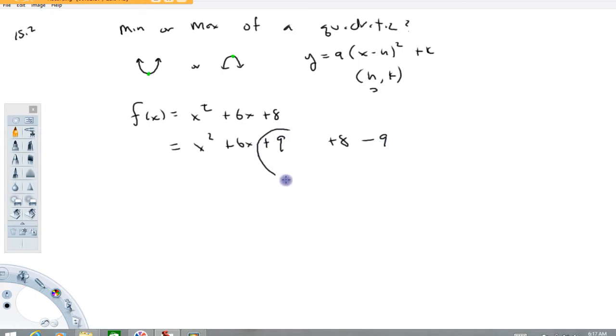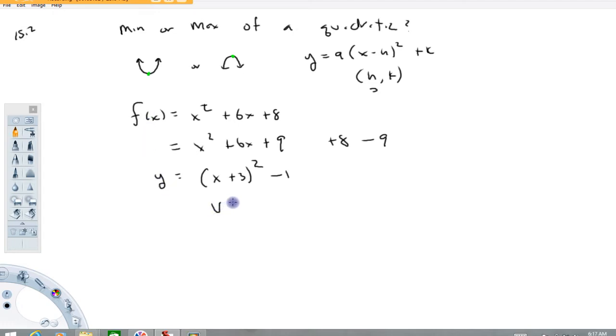By the time you do this, you haven't changed the value of anything. We're still equal everywhere. This part, by design, is equal to (x plus 3) squared. And then over here we're going to have 8 minus 9, which is minus 1. So here is our function. I'm going to write y equals, and again, y and f of x are the same thing.